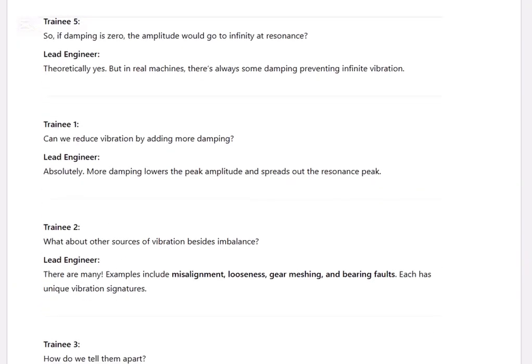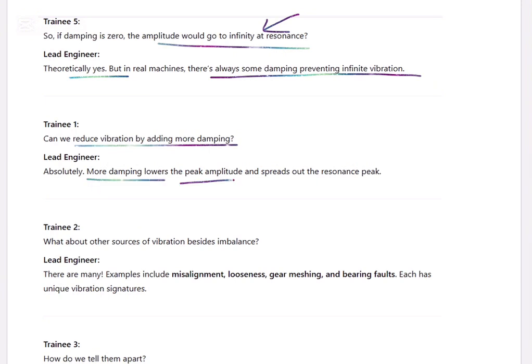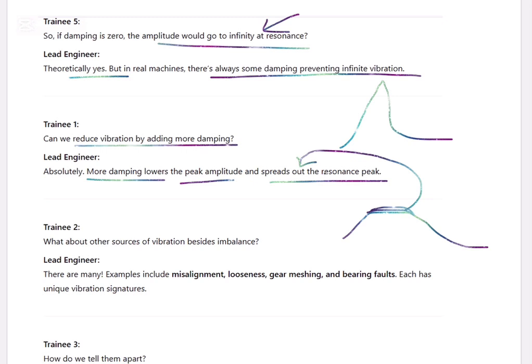So if the damping is 0, what would happen? The amplitude would go to infinity at resonance. Theoretically, yes, but in real machines, there's always some damping, preventing infinite vibration. Can you reduce the vibration by adding more damping? Yes, absolutely. More damping lowers the peak amplitude and spreads out the resonance peak. So it will not be like this, it will be like this. More damping means the peak will be spread out.